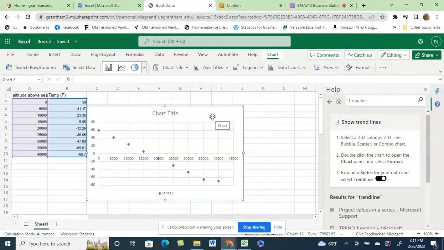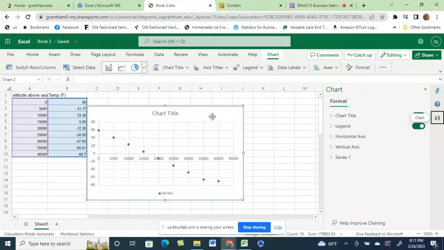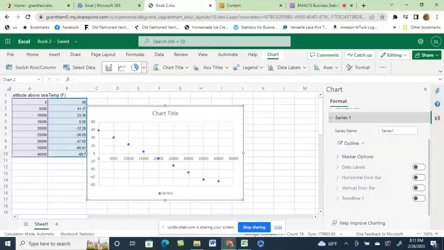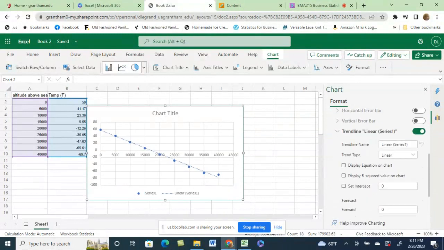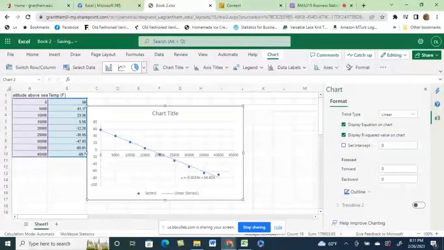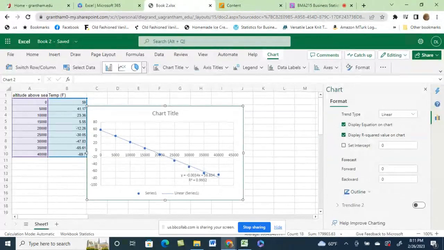Okay, double click anywhere on the chart. So left click, double click, and it opens up chart format. So that's all I did was double click in this series 1, go all the way down to trend line, turn it on, and then display equation and display R squared. So if you want to use that, you can. If you don't want to use it, then go ahead and just use Google Sheets. That's fine. Okay.